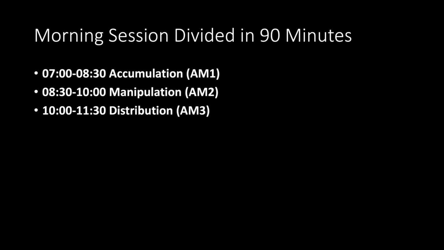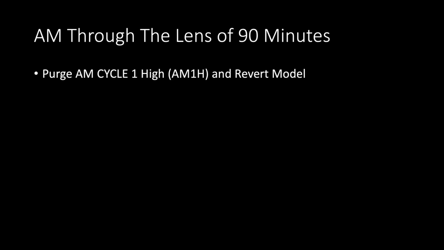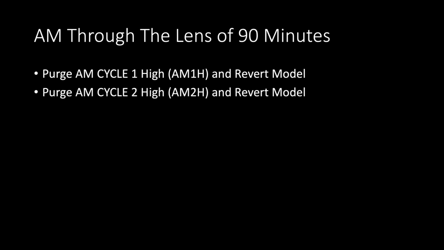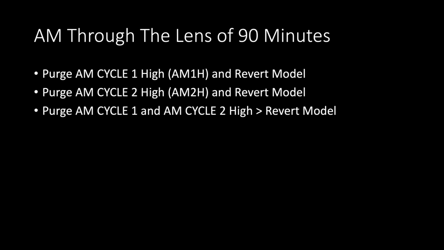And we will now take a look at the AM session through the lens of these 90 minutes. First of all, we are looking at the following scenario in which a purge of the first AM cycle's high, AM1H, and reverse model occurs. The second model will be a purge of the second AM cycle's high and a reverse model. The third scenario will be a purge of both the AM cycle 1 and AM cycle 2 highs and reverse model.